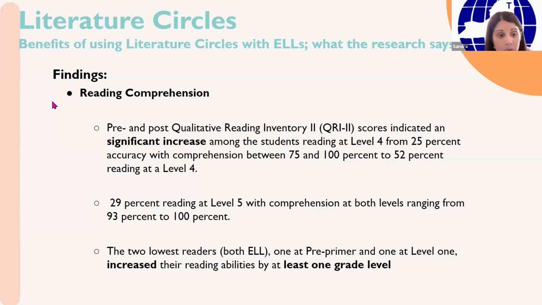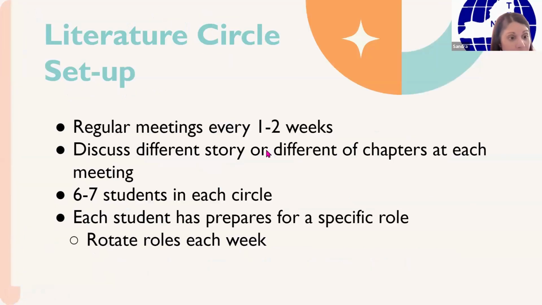So that was good. And also from their lowest readers, students who were a grade level below, there was one student that was at the pre-primer level and one at level 1. And these two students were able to increase their reading abilities by at least 1 grade level up. So we saw a lot of improvement and significant increases among that comprehension. So this is what we have for the research in terms of the literature circle. So now Stephanie's going to go in depth on the setup and everything that it entails.